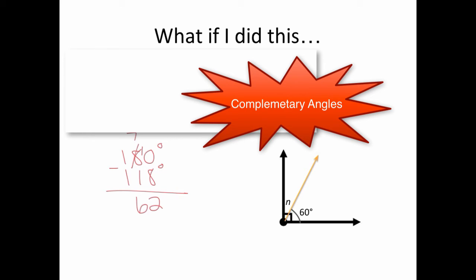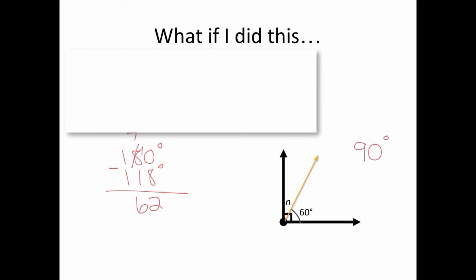So I can use my knowledge of that and go, well, complementary angles have to add up to 90 degrees. 90 degrees minus my given angle, which is 60 degrees, will give me my missing angle, which would be 30 degrees. So angle n would be 30 degrees. And I was able to figure that out because I knew the definition of complementary angles. That's what we're doing today, ladies and gentlemen.